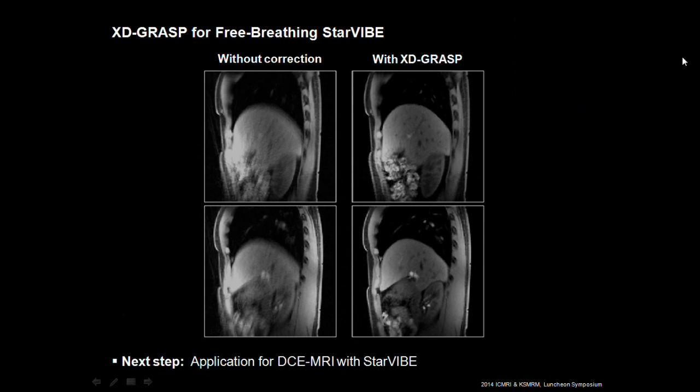And on the next slide, you can see results of this motion compensated XD grasp reconstruction. As you can see, in comparison to a reconstruction without any correction, which is shown on the left side, there is a significant reduction of these data inconsistencies and a significant improvement of the image sharpness. Now, this was a scan without any contrast injection, so this was not a dynamic scan but a static scan. In the next step we are now working on applying this XD grasp idea for dynamic contrast enhanced imaging. And I think that this will then be the solution for these remaining problems that we sometimes still see in grasp with patients that perform a very strong breathing during the data acquisition.